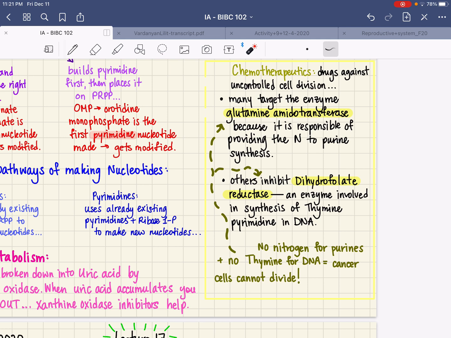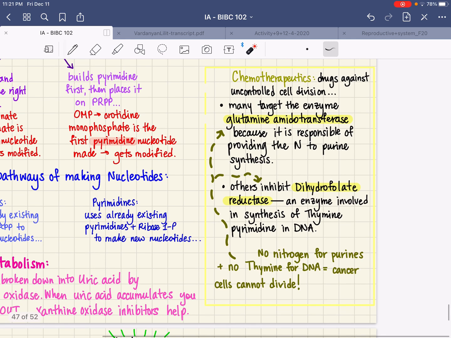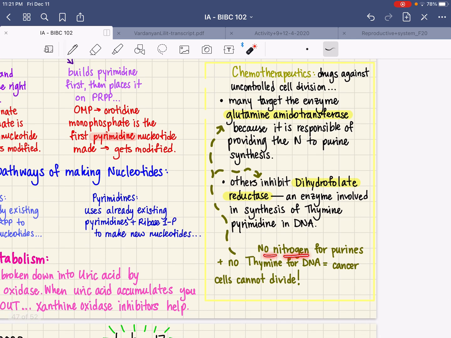But it doesn't have to be exactly the uncontrolled dividing cells. As we all know, chemotherapy is also attacking healthy cells of the human body, right? So just a little insight into how chemo can actually affect the healthy tissue of somebody who has cancer. So, long story short, no nitrogen for purines or to build thymine. This means that we can't really build good DNA, meaning the cancer cells cannot divide. Okay.